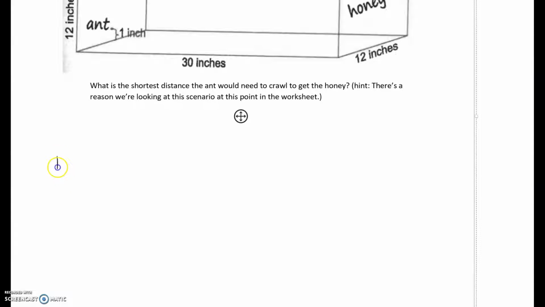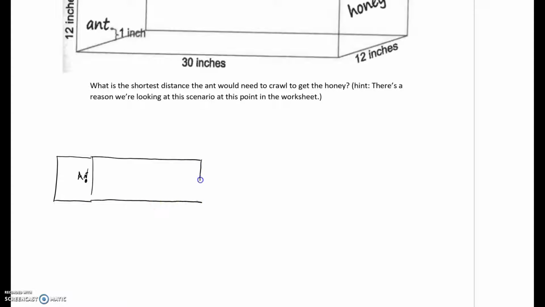Like, if I have this being the side where the ant is. Ant's right here. And then I have the bottom of the box. And then I have the other side where the honey is. It doesn't really matter about the size of the box. I can draw those in if you want to, but it's not really going to change much.